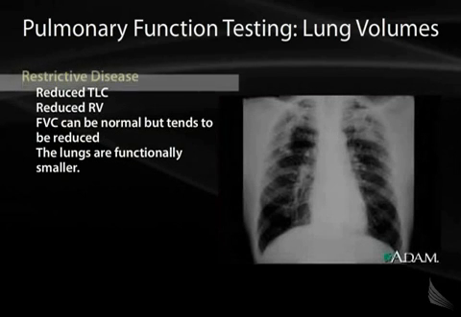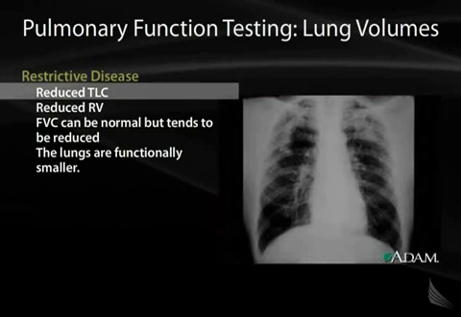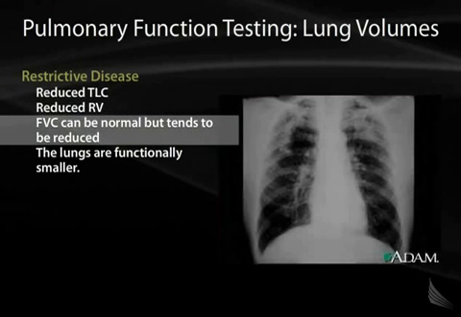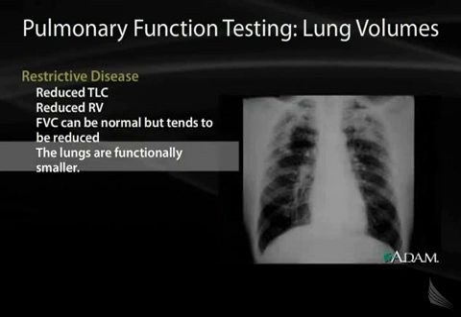In restrictive diseases, we see a reduced total lung capacity, typically a reduced residual volume. Forced vital capacity can be normal, but it tends to be reduced. The problem with restrictive lung diseases is that the lungs are functionally smaller.